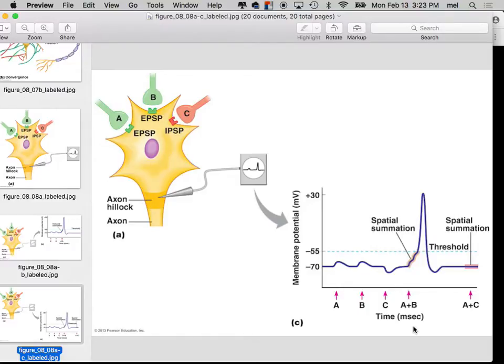A and B at the same time, right? That'll get you an action potential the fastest. So you can use temporal and spatial simultaneously.